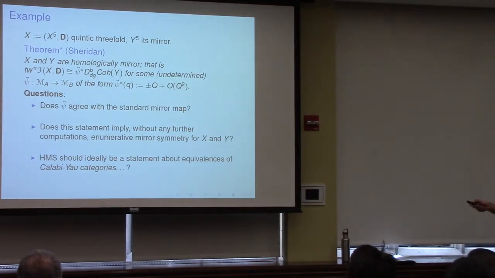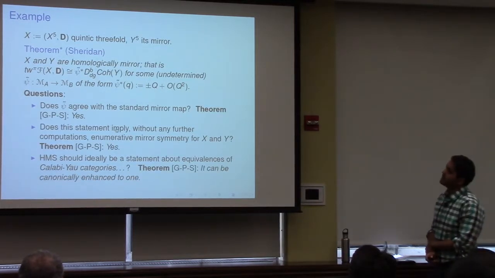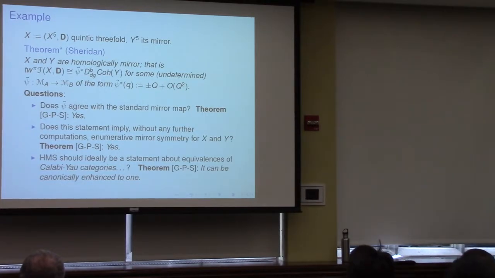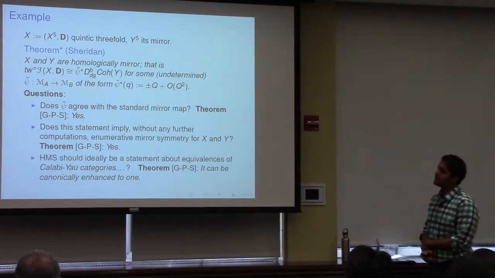Does this equivalence enhance to some sort of equivalence of Calabi-Yau categories for some intrinsic Calabi-Yau structures? So the theorems I want to talk about are answers to the three questions. The answer to the first question is yes, C tilde agrees with the standard mirror map.